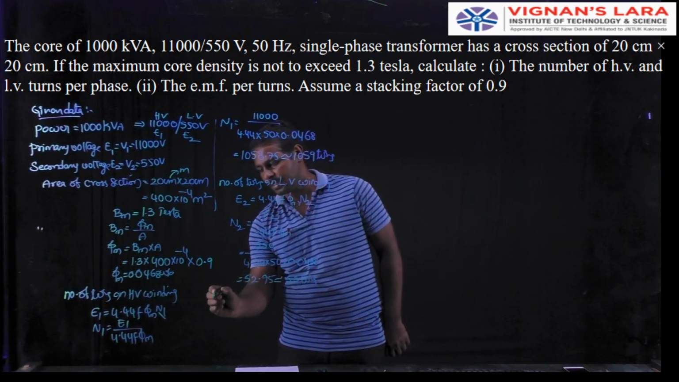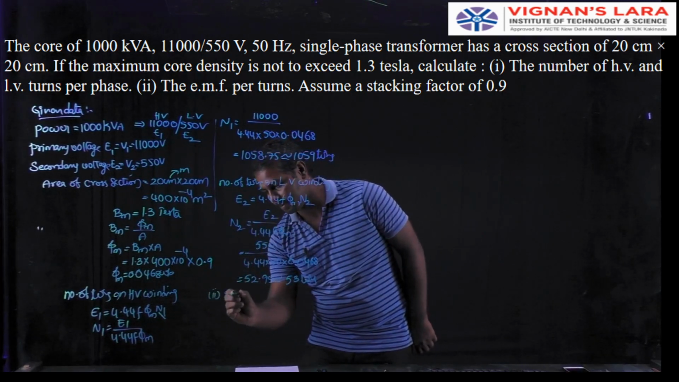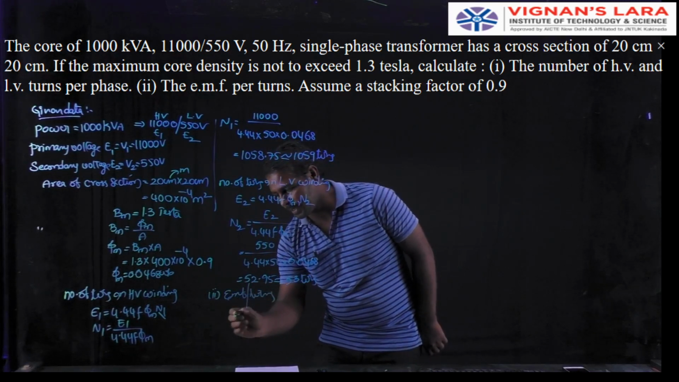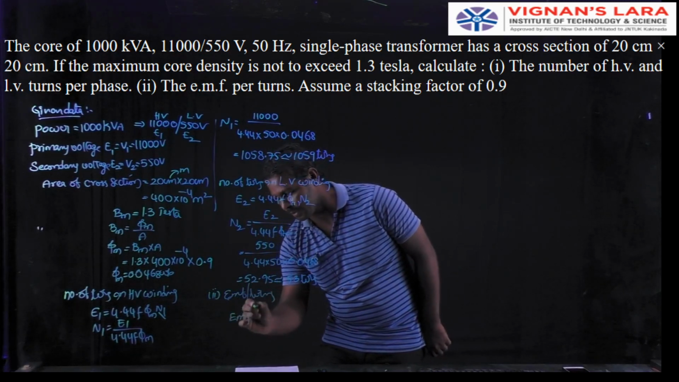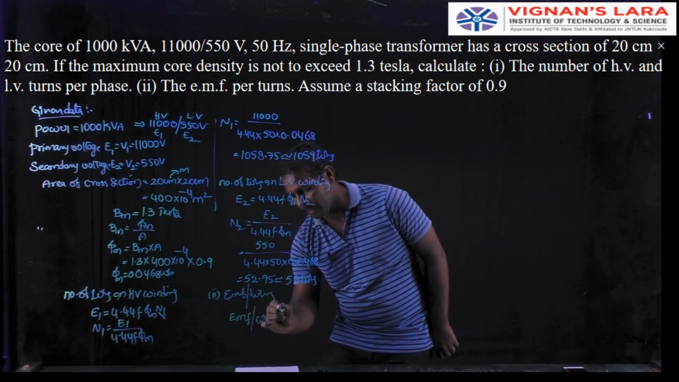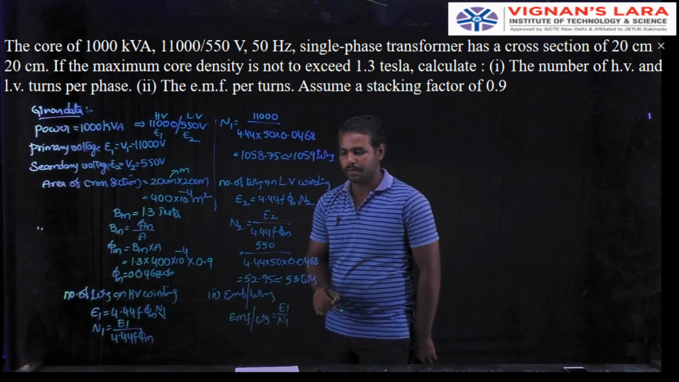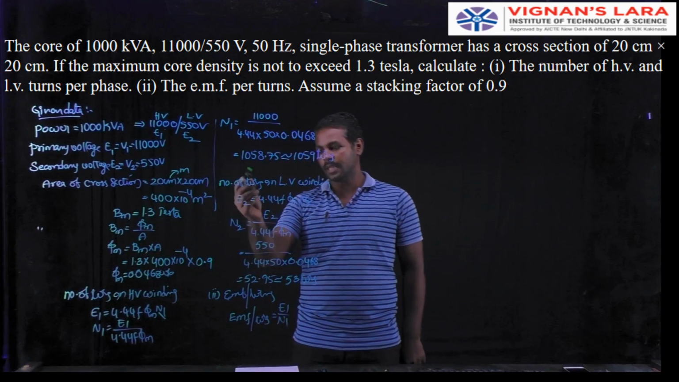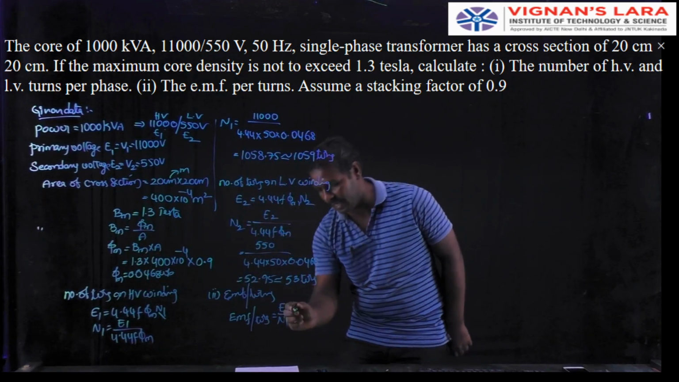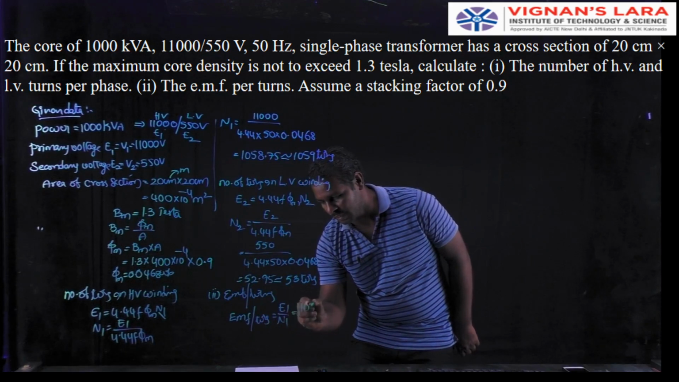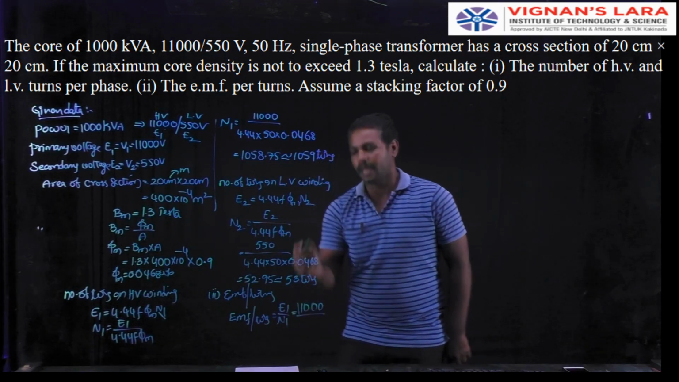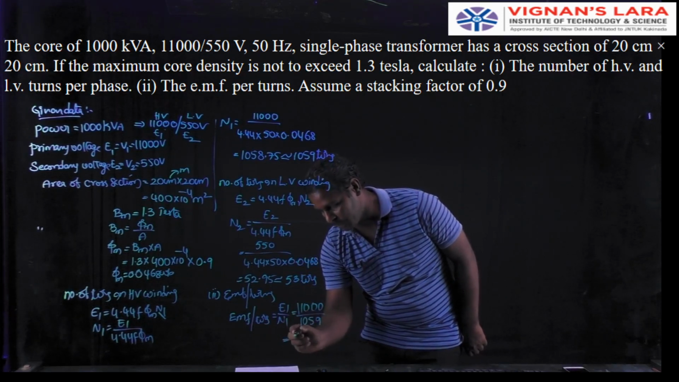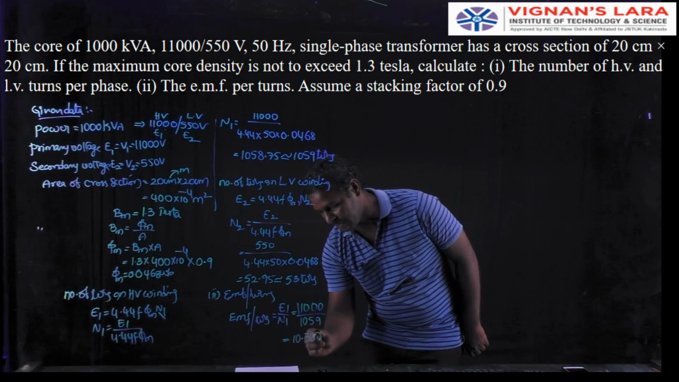Another one: the second part is EMF per turn. EMF per turn is equal to E1 by N1. E1 is equal to 11,000 and N1 is equal to 1059, so 11,000 divided by 1059 is equal to 10.387 volts.